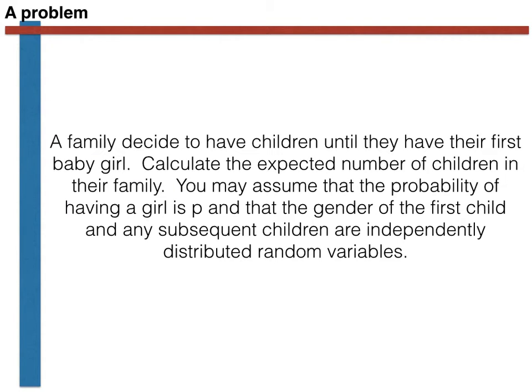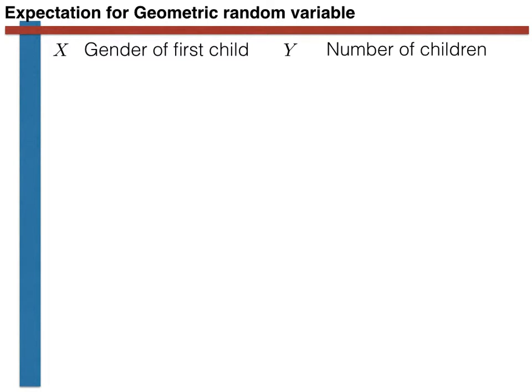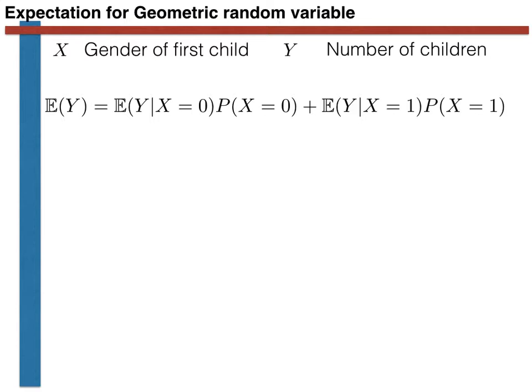We therefore choose to use the conditional expectation theorem instead. We introduce two random variables, capital X, the gender of the couple's first child, and capital Y, the number of children in their eventual family. We thus write the conditional expectation for the expectation of Y, the size of this family, as follows. When we do so, we say we condition on the gender of the first child.